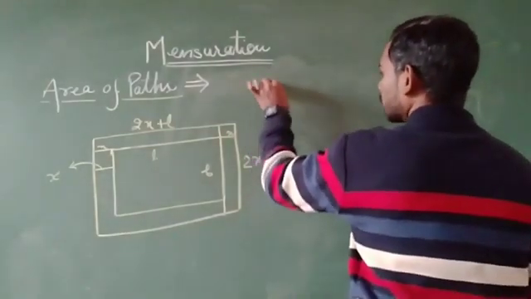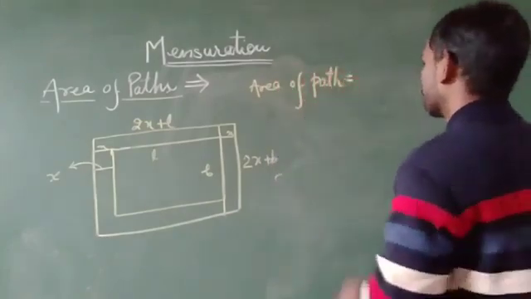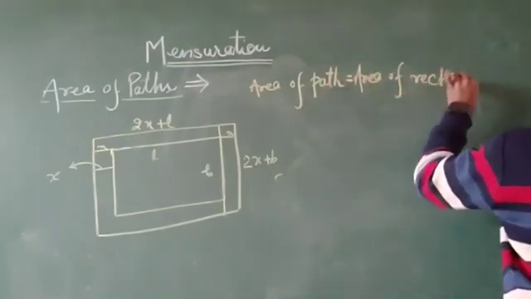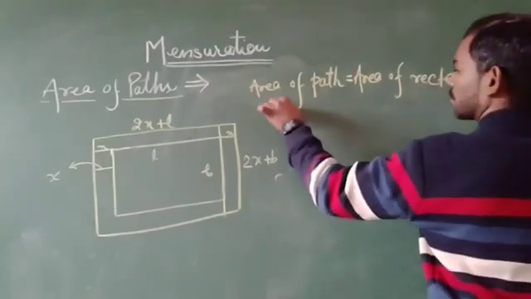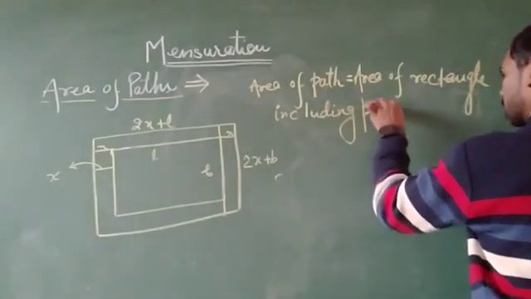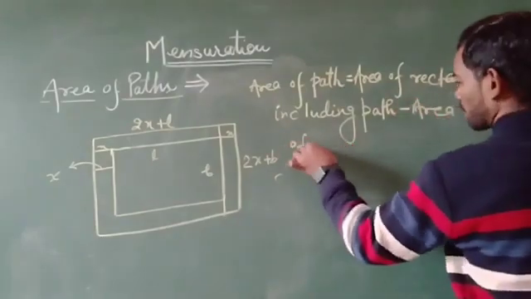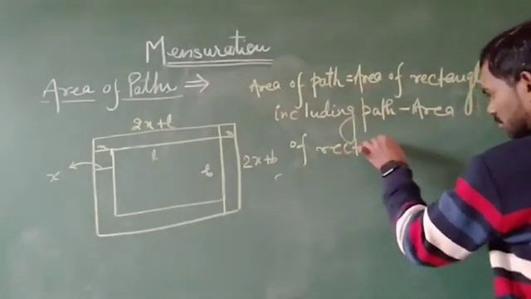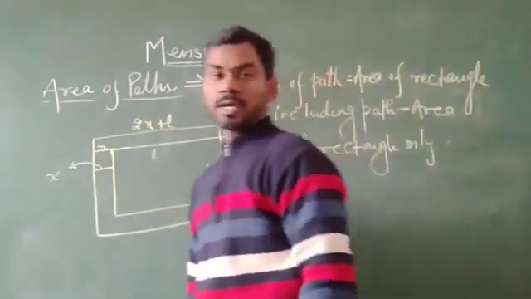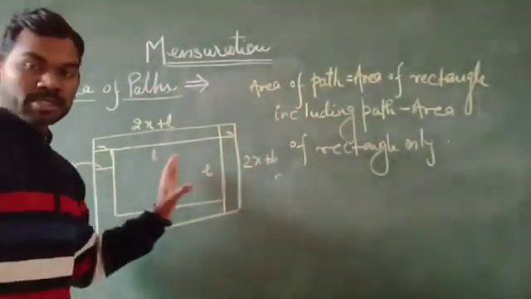So the area of path is equal to area of rectangle including path minus area of rectangle only. This will give the area of path. So I hope the area of path in such a condition is clear.